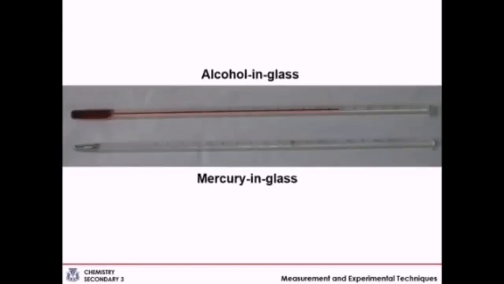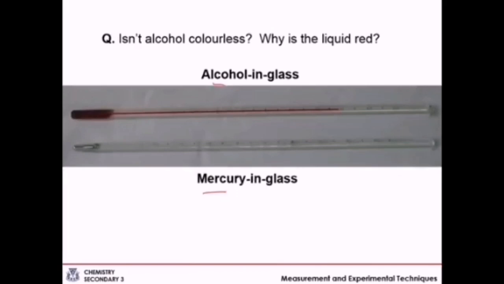Alcohol in glass and mercury in glass. We have two thermometers, one which has alcohol and the other which has mercury. Both these liquids can be used. The question is: isn't alcohol colorless, and why is the liquid red? So that's the question for you: why is alcohol colorless?